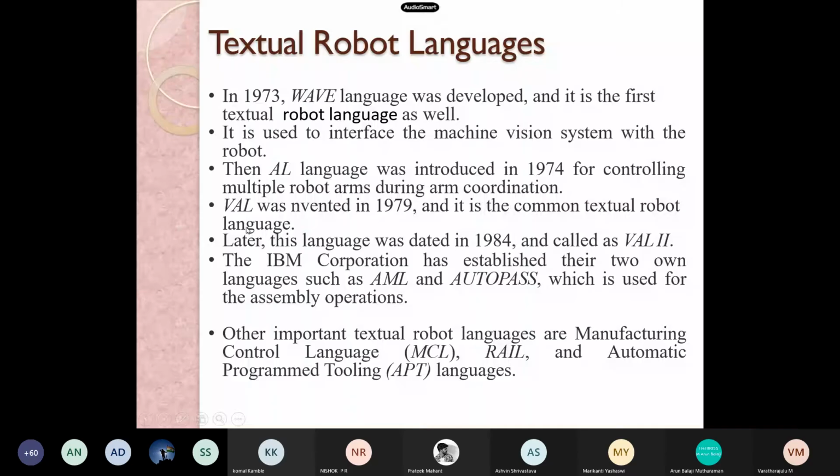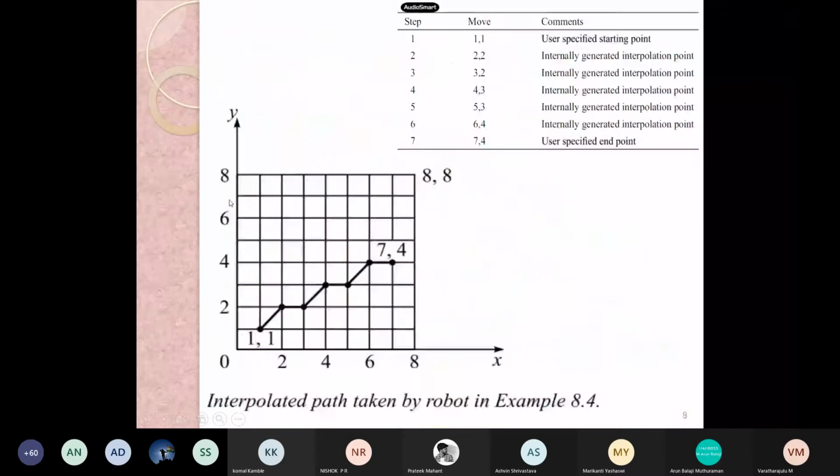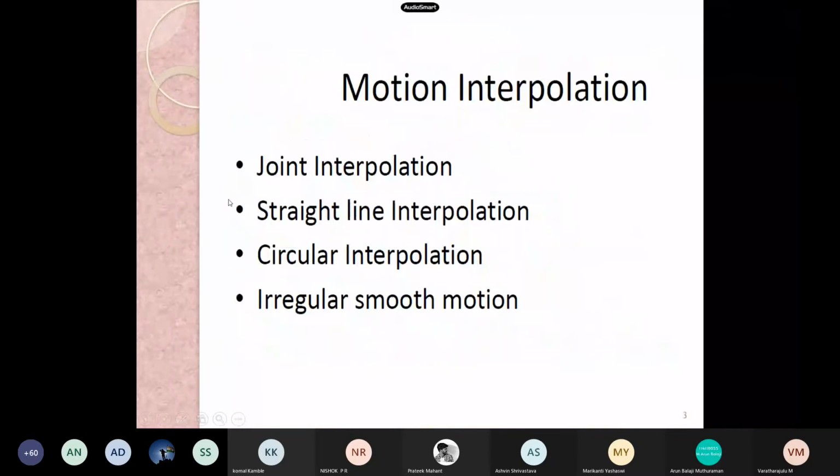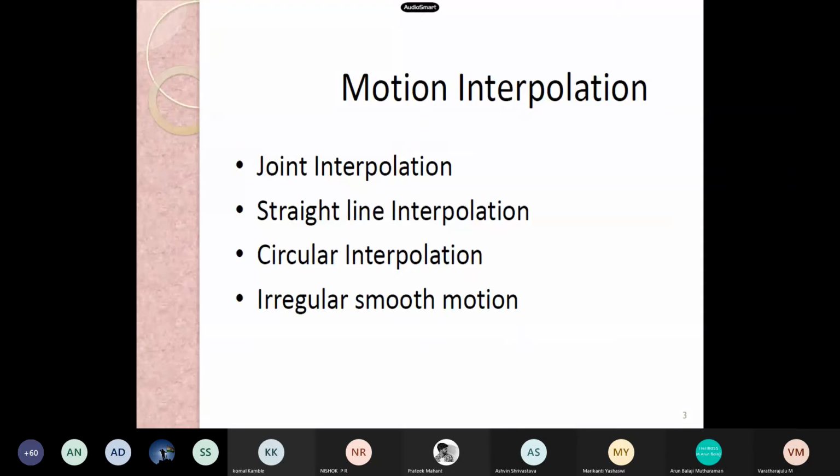The textual robot language we will discuss more in the subsequent class, and now we'll see lead through programming. As I discussed earlier, there are two different methods of programming available. One is lead through, the other one is textual robot language. In today's lecture, we will see the lead through. In the lead through itself, we have powered lead through and manual lead through.